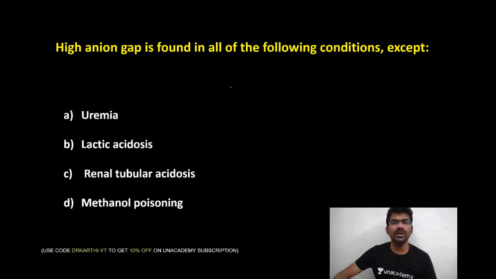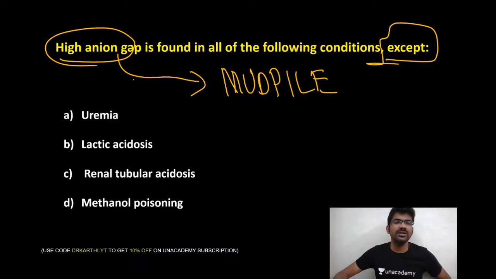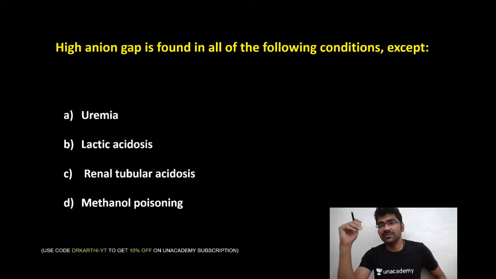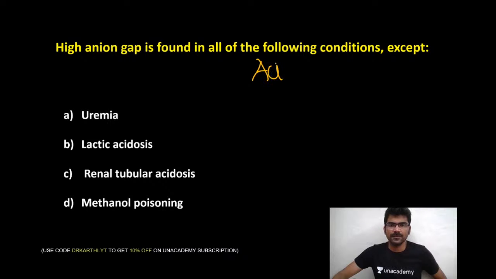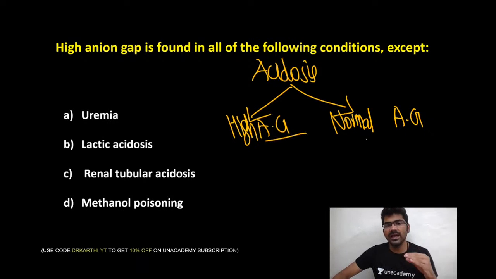High anion gap is found in all of the following conditions except. There are a lot of mnemonics for high anion gap. One is MUDPILE, and there are other mnemonics. Look at this. Which one is not associated with high anion gap? So we differentiate acidosis based on either high anion gap or normal anion gap, right? The main use of anion gap is to differentiate high anion gap acidosis and normal anion gap acidosis, because the management of this acidosis is going to be dependent on the anion gap.